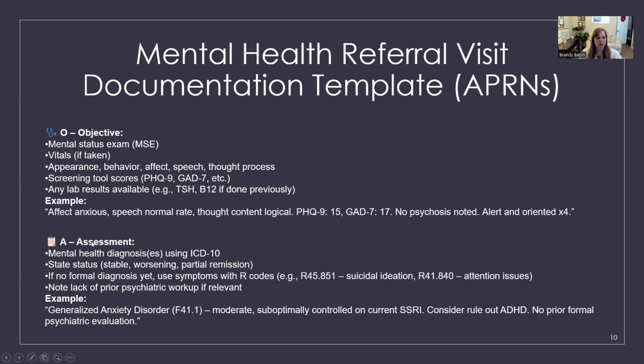So state the status of the diagnosis. Is it stable? Is it worsening? Are they in partial remission? If no formal diagnosis, use an R code. Again, like I know for a fact, suicidal ideation cannot be an initial or primary diagnosis. So it needs to come under something else. So make sure you're checking what your primary diagnosis is or your first ICD-10.